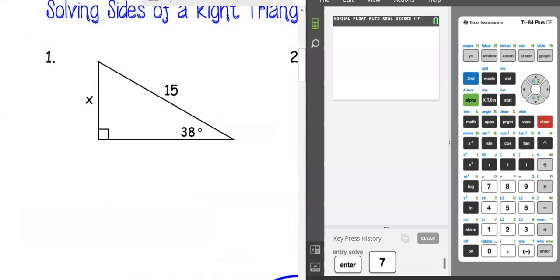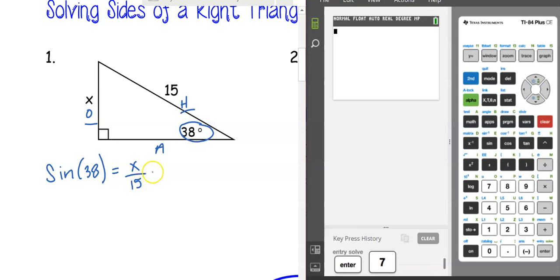Okay, so for this first one, this is our angle of reference. Again, we have our opposite, hypotenuse, and our adjacent. Okay, this one only has x, so that's all we're going to solve for. So here we have opposite and hypotenuse, so we are going to use sine. So this is the sine of 38, again, this is what we did yesterday, equals opposite over hypotenuse, so x over 15.